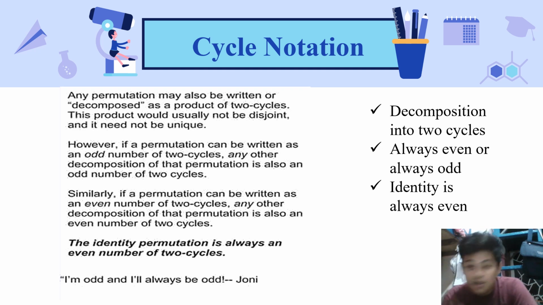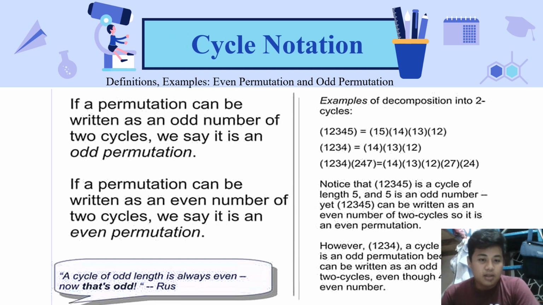So the composition into 2-cycles is always even or always odd. Identity is always even. Again, if a permutation can be written as an odd number of 2-cycles, we say it is an odd permutation. If a permutation can be written as an even number of 2-cycles, we say it is an even permutation.